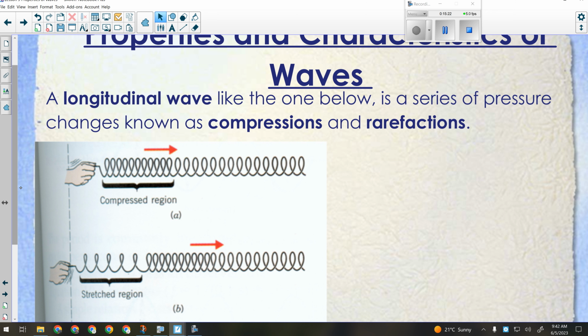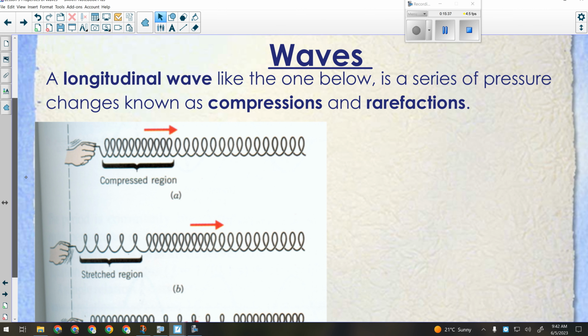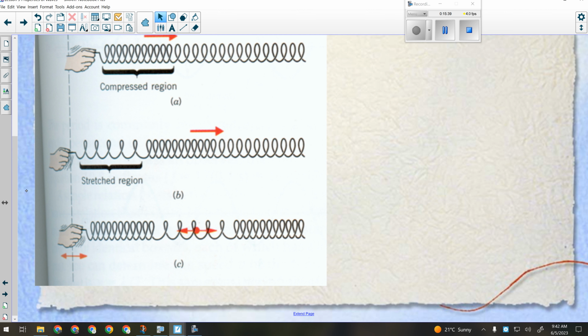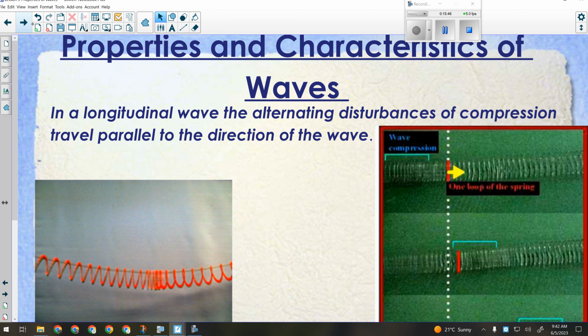That's why you can feel sound. You feel the compressed air hitting your eardrum, or if you're in a car with subs, you can feel it hitting the back of your seat. That's the force of those waves coming in. All right, so compressions and rarefactions are part of longitudinal waves. The oscillation is back and forth, but the direction the wave travels is parallel to that. So in a longitudinal wave, alternating disturbances of compression travel parallel to the direction of the wave.